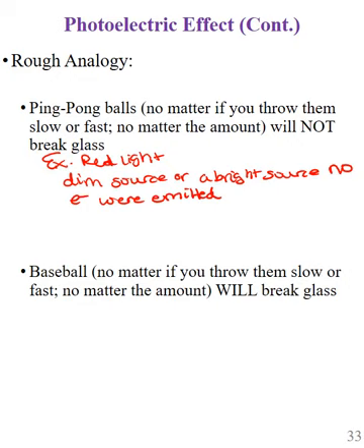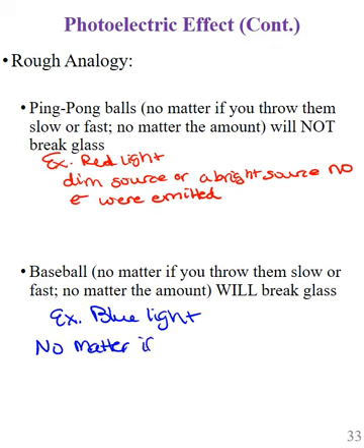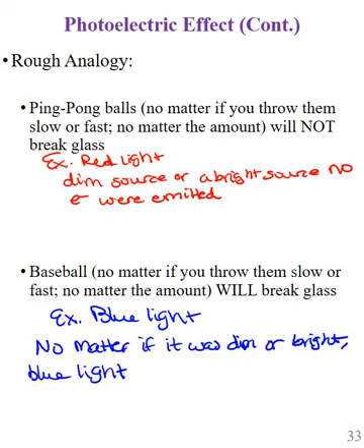Now let's look at a baseball. No matter if you throw them slow or fast, and no matter the amount, you will always break a glass. So no matter if you throw 1 of them or 100 of them, you'll always break the glass. This would be an example of that blue light. So no matter if it was dim or bright, blue light always had electrons being emitted.